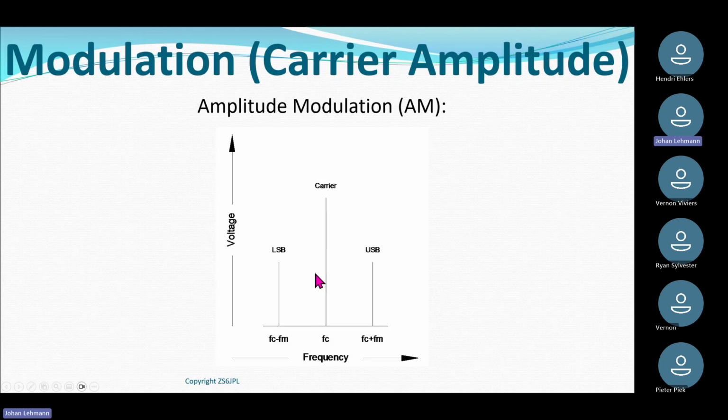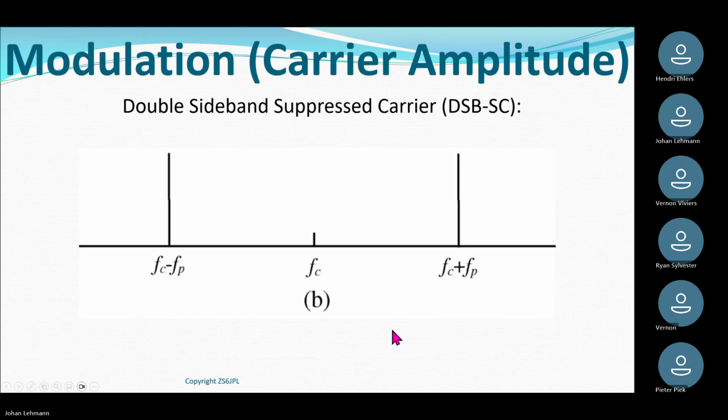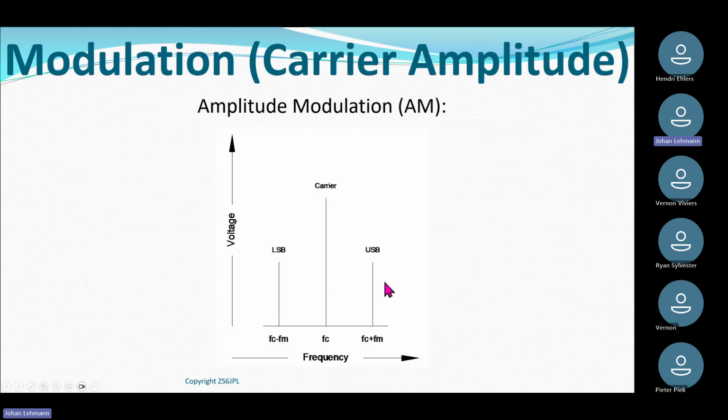The other thing that also goes wrong with AM, and I think it's one of the questions at the end of the chapter, is that the lower sideband and the upper sideband are mirrors of each other. The information about my voice is in the upper sideband, but it's also duplicated in the lower sideband.